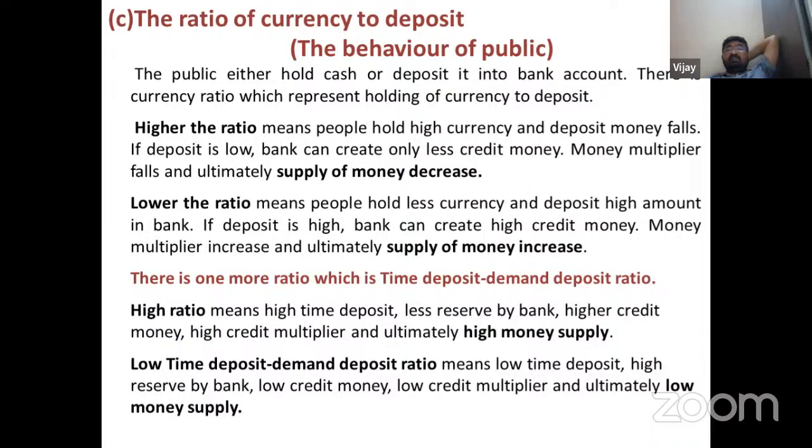Similarly, if time deposit is high, then the bank will have time to lend money. Money supply, credit money supply will what happen? Increases. So if the time deposit to demand deposit ratio increases, then money supply increases. Okay, if the time deposit to demand deposit ratio is low, then there will be a lower money supply.